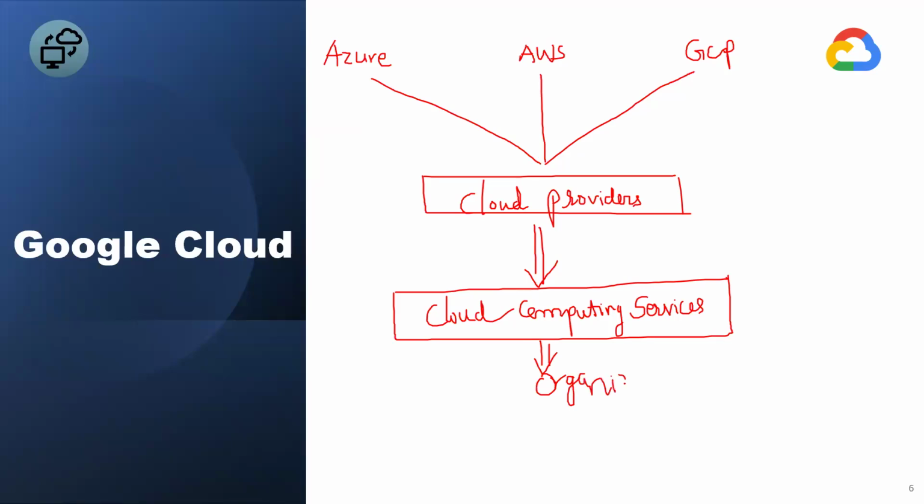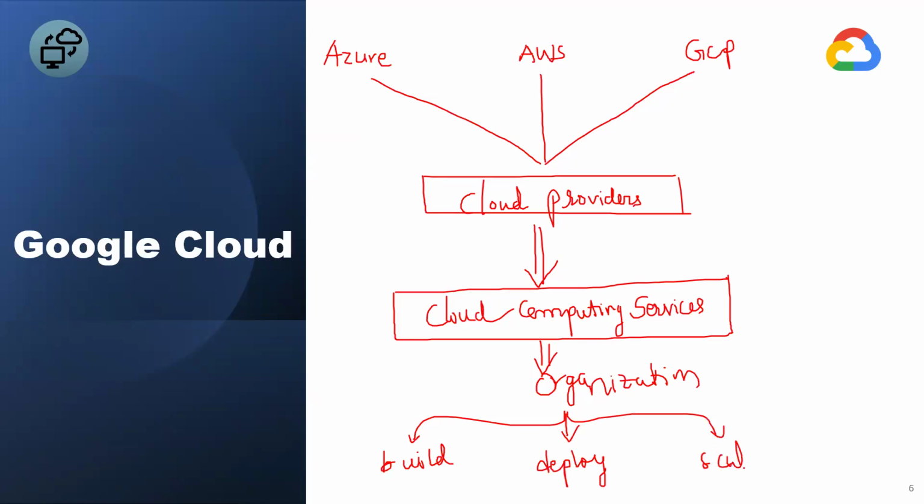These services are very useful for the organizations to build the application, to deploy the application, to scale the applications in cloud platforms. Okay, so this is what the cloud providers do, sir. Any cloud provider you take, whether it is Azure or GCP or AWS. So one such cloud platform we are looking at is GCP, sir.